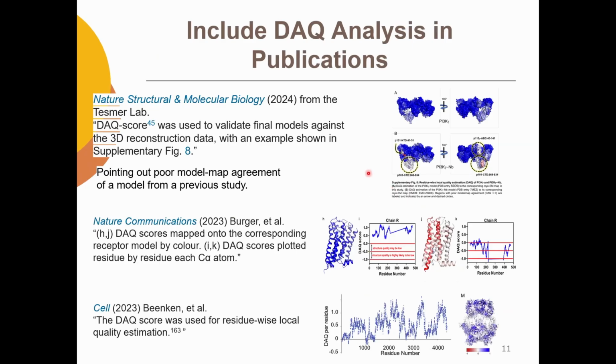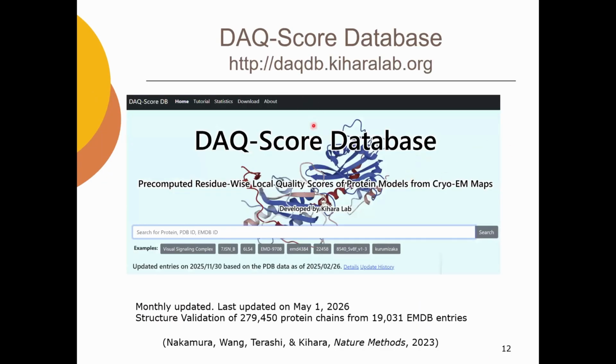We would encourage you to include the DAQ analysis in your publication also, because Q-score tells you if the atoms are resolved for your resolution of the map, but the DAQ tells you whether residue shift is happening or not. And so DAQ score and Q score have different roles. We also have a DAQ score database. We are updating it every month, and you can see the DAQ score analysis of the existing PDB entries.